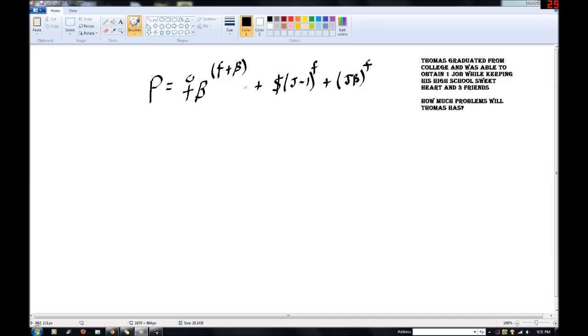Okay, guys, we are at the second example, and I'm going to read it to you. Thomas graduated from college and was able to obtain 1 job while keeping his high school sweetheart and 3 friends. How much problems will Thomas have? Okay, so first we need to outline our variables. This is a textbook question that you can be asked on an exam. So we see obviously that J equals 1, and we see that F is equal to 3.